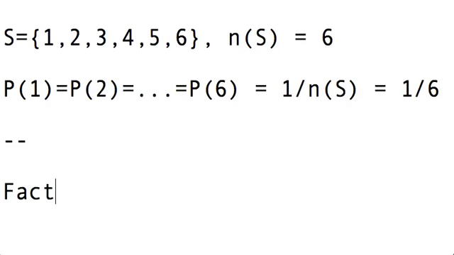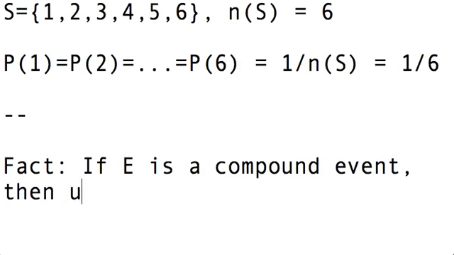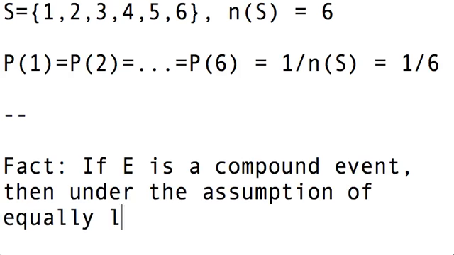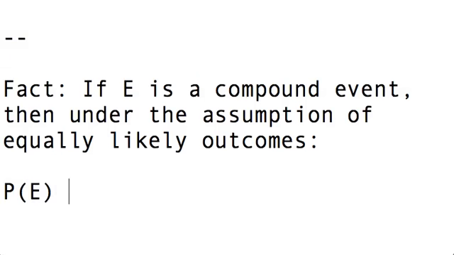Now here's a fact. If E is a compound event, an event that has more than one outcome in it, then under the assumption of equally likely outcomes, the probability of the event is just the number of things in that event divided by the total number of things in the total set.